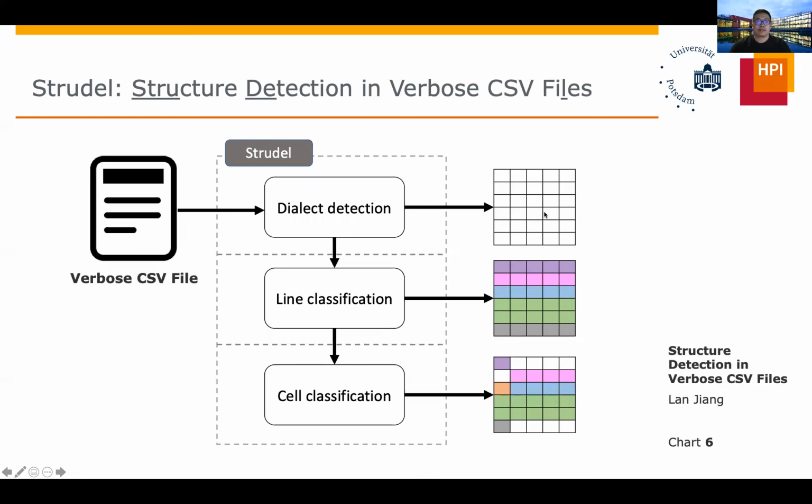We propose Strudel, a system that automatically detects structures in verbose CSV files without using stylistic features. Given a verbose CSV file, Strudel first detects its dialect. A file dialect specifies its utility characters, such as those for delimiter, quotation, escape, or line breaks. The file then can be properly represented as a tabular structure after the dialect is detected. After that, Strudel applies a supervised learning approach to detect the file's line and cell classes. Results of line classification are used as part of the features in detecting cell classes.